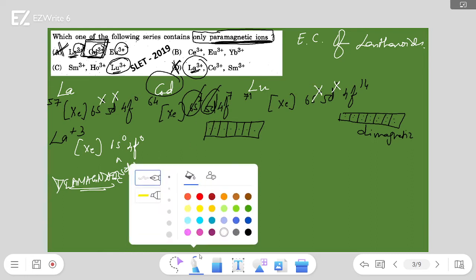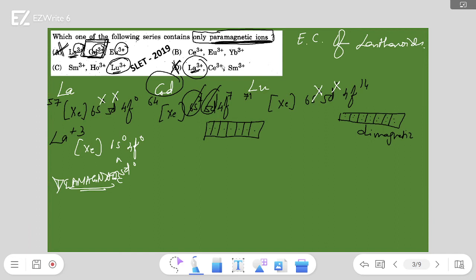We are in search of paramagnetism. So again, this option is gone, resulting in removal of option C because of lutetium. So as options A, C and D are not there, definitely SLET 2019, option B is the correct answer to the question. I hope you are getting the concepts clear.